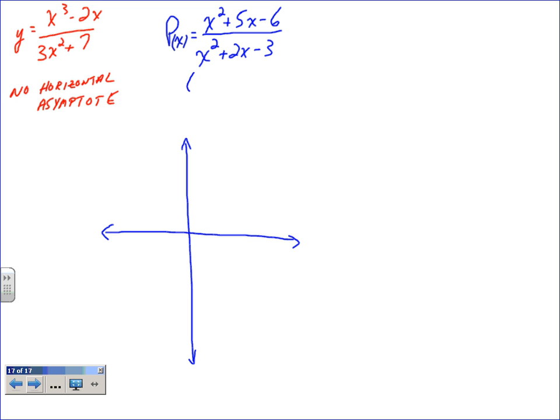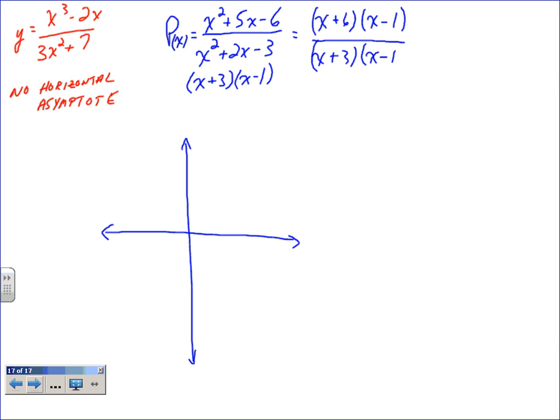Well, if I factor the denominator, I've got, we did this one before, x plus 3, x minus 1. My domain, you cannot use negative 3 or 1. Are they vertical asymptotes? You can't tell just yet because I'm going to factor the top. And if you factor the numerator, you're going to get x plus 6, x minus 1, over, factor the denominator, x plus 3, x minus 1.